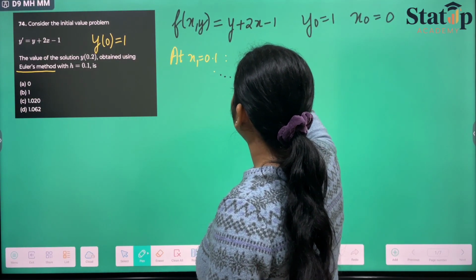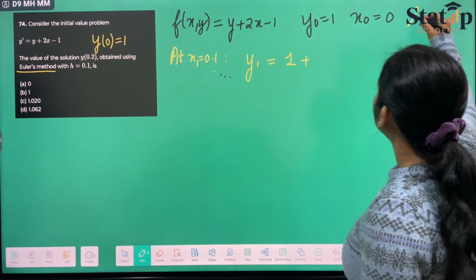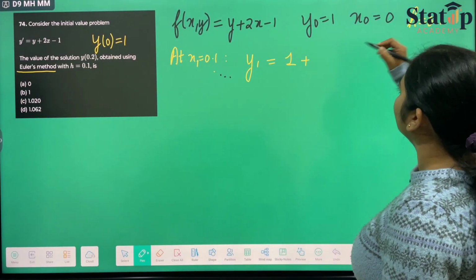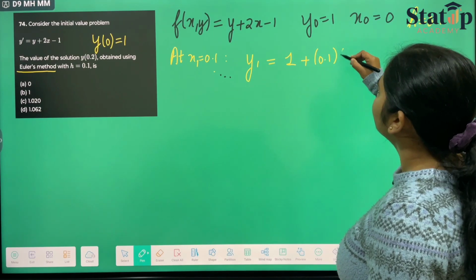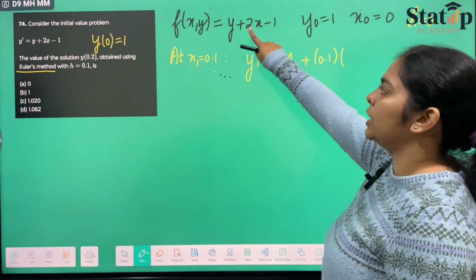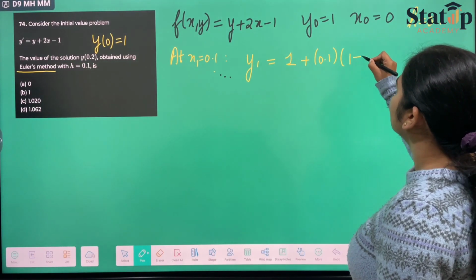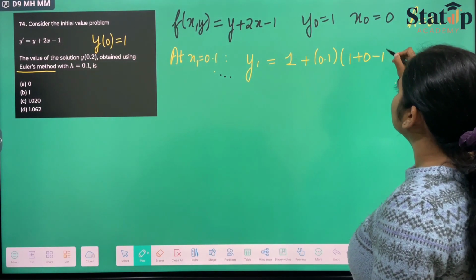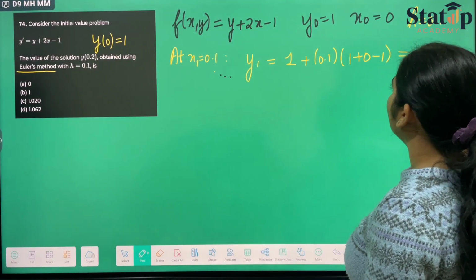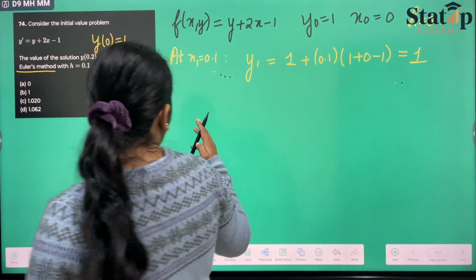if we have to calculate y1, which is y naught plus h, which has also been provided to us as 0.1, 0.1 into f of y naught and x naught. We have to replace it with y naught and x naught. y naught is 1 plus 2x naught, which is 0, minus 1. This whole term becomes 0 and our y1 is coming out to be 1. So we have calculated this.